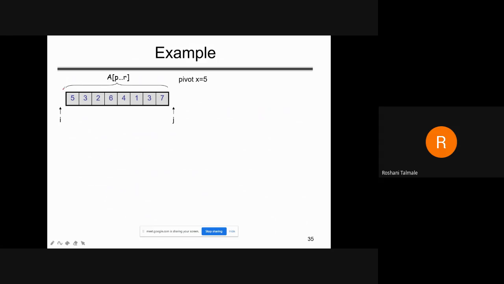So for example, this is your array A[P..R]. How many elements are in this? 1, 2, 3, 4, 5, 6, 7, 8. Okay, 8. I will consider the first as I and the last element as J. And the pivot element I am considering is the first element. Always I consider the first element as my pivot element.